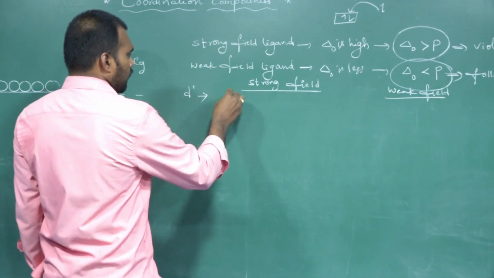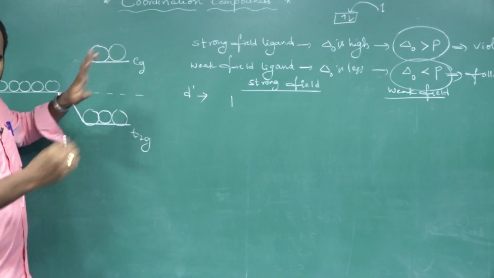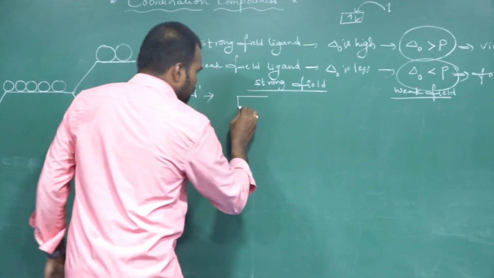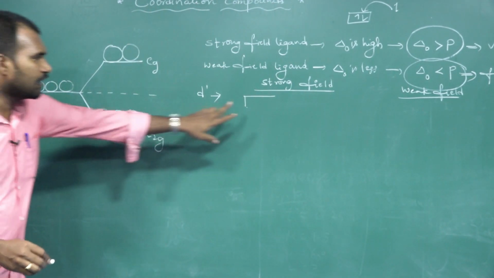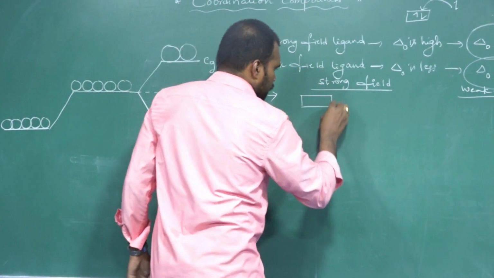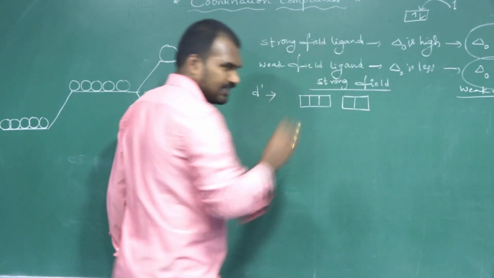So d1 is actually dividing into the t2g set and the eg set. I am writing these two sets likewise. The first one, which has the lower energy, the t2g set of orbitals, has the lower energy. So I am writing the t2g set first, later the eg set. This is the t2g set, this is the eg set.